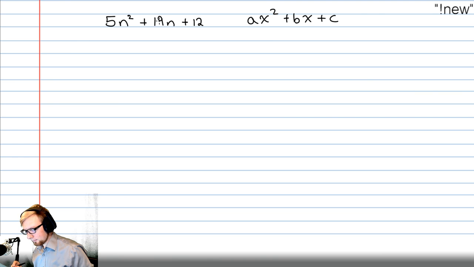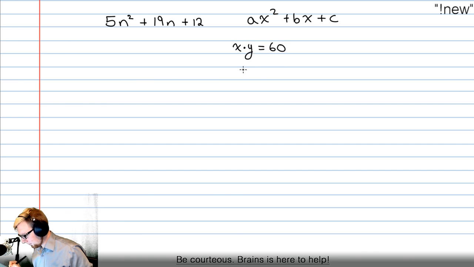So you get 60, and then they have to add to equal 19. And let's see. You factor everything. Right. And so the two factors that you have to get, if you multiply them to get 60, are 15 and 4. And to get 19, you add 15 and 4.